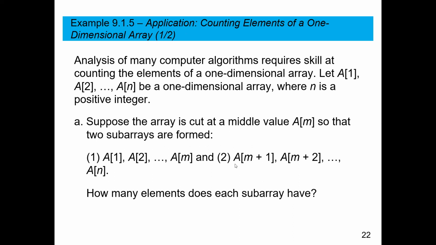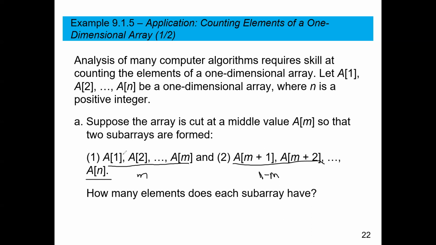So this is a split array where notice I have A1 to AM and then AM plus 1 all the way up to AN. So how many elements are in each of these? Well, the first one should be kind of obvious. This one has M elements. Well, this one is really the same thing as the whole array, just minus this M. So that would be N minus M. So I can just take those away.